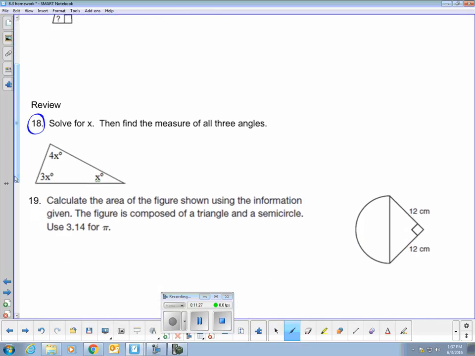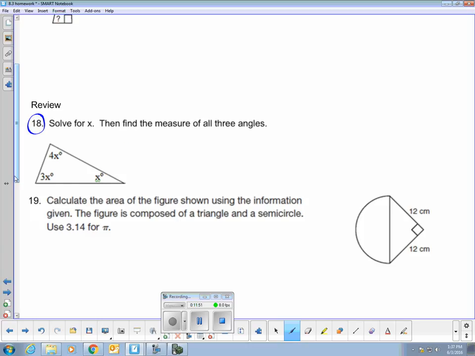So we have some review questions that take us back to the beginning of, I believe, chapter 2, where we learned all the angles in a triangle have a sum of 180 degrees. The three angles in a triangle equal 180. So I need to write an equation to help me to find x.